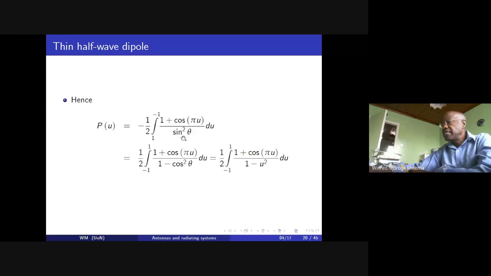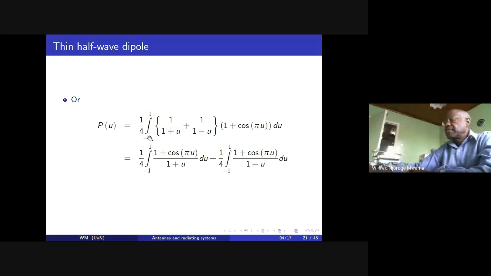And this can be changed into a cosine function by using the trigonometric identity that cosine squared theta plus sine squared theta is equal to unity. We can change that sine squared theta to 1 minus cos squared theta. And remember that cos theta was expressed as u, therefore this will be u squared. And therefore we have this value. We have removed the negative sign by interchanging the integration limits from 1 to minus 1, to minus 1 to 1. And therefore we have a half of the integral from minus 1 to 1 of 1 plus cosine of pi u over 1 minus u squared du.